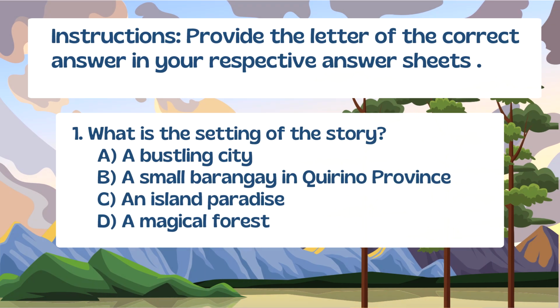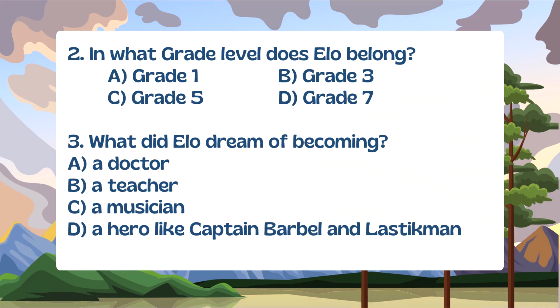Provide the letter of the correct answer. This is now our test. 1. What is the setting of the story? Is it A, a bustling city, B, a small barangay in Quirino province, C, an island paradise, D, a magical forest? It's B, a small barangay in Quirino province. This is about the story about Elo. In number 2, in what grade level does Elo belong? He is in grade 5, letter C.